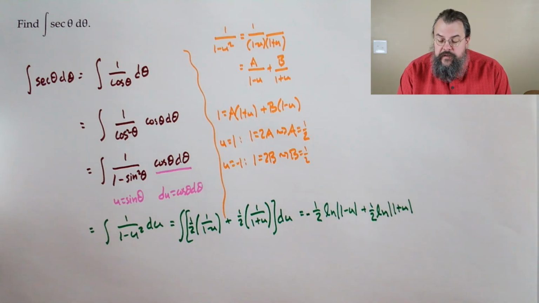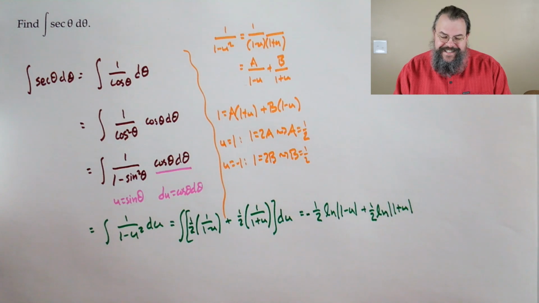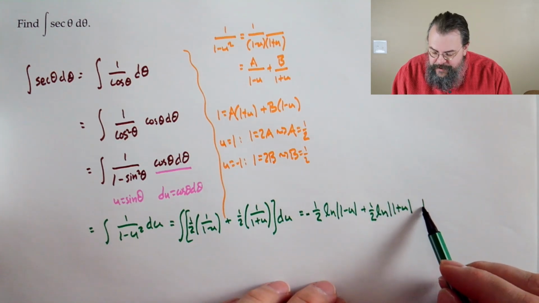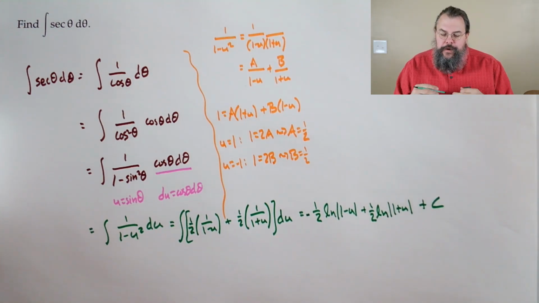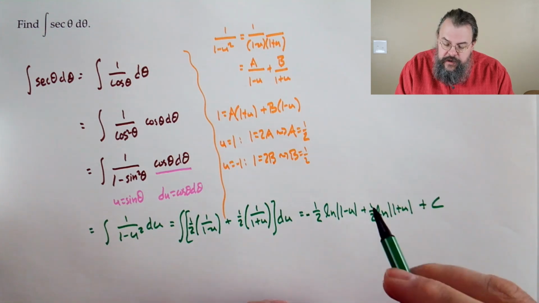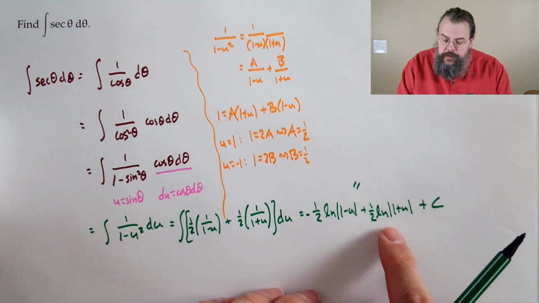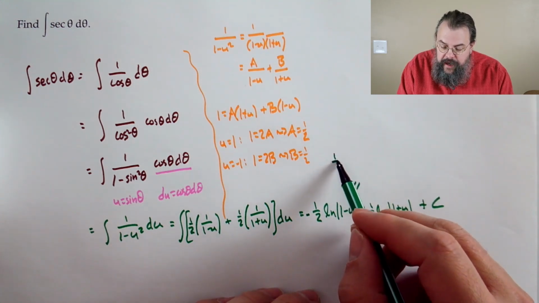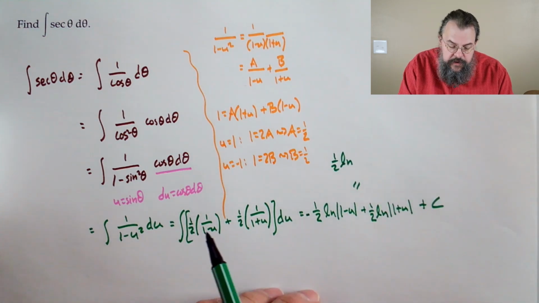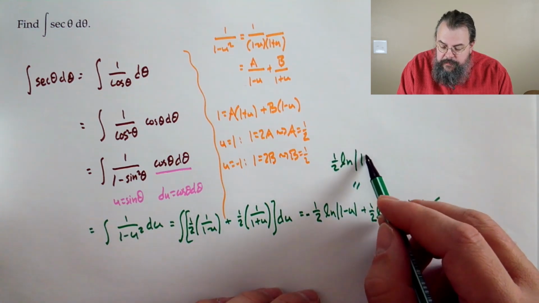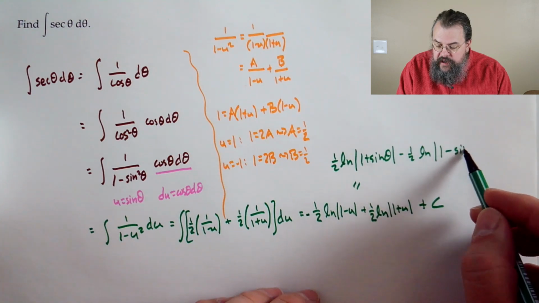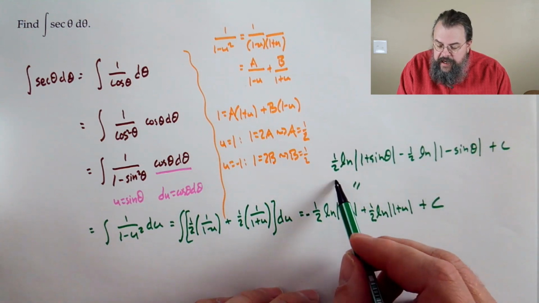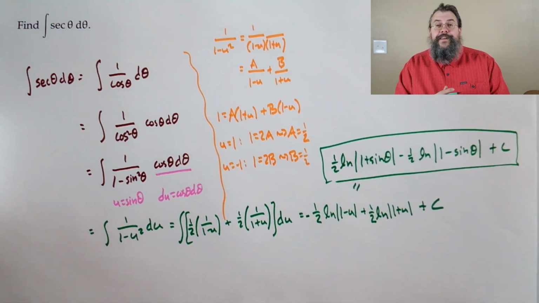All right, good. Let's see where we go. And plus c, of course. It's an indefinite integral. You couldn't see that coming, right? Well, we're almost done. We can switch the order. So you can say this is a half log of 1 plus sine theta, since u is sine theta, minus a half log of 1 minus sine theta, plus c. Exactly what we would have expected. And we're done.